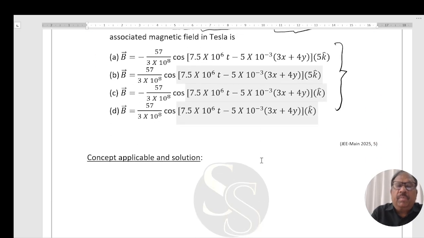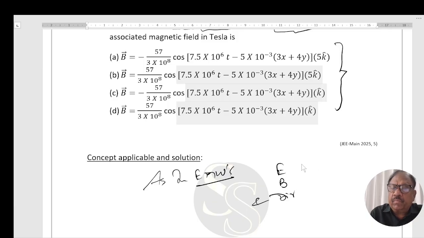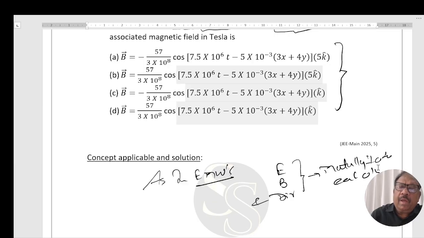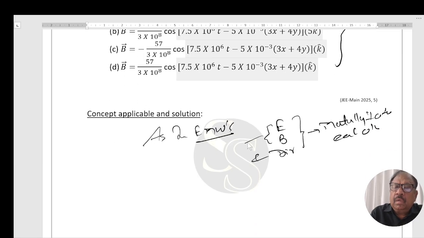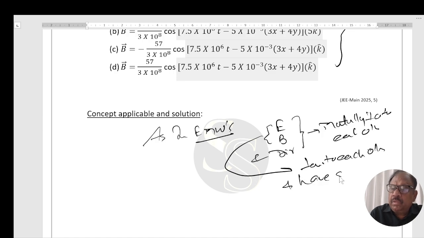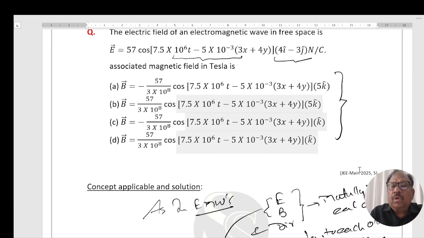Right? The basic formula is, as in electromagnetic waves, E, B and the direction of propagation, all three are mutually perpendicular to each other, and having the same phase. Means the cos term will remain as it is, the cos term will remain as it is.